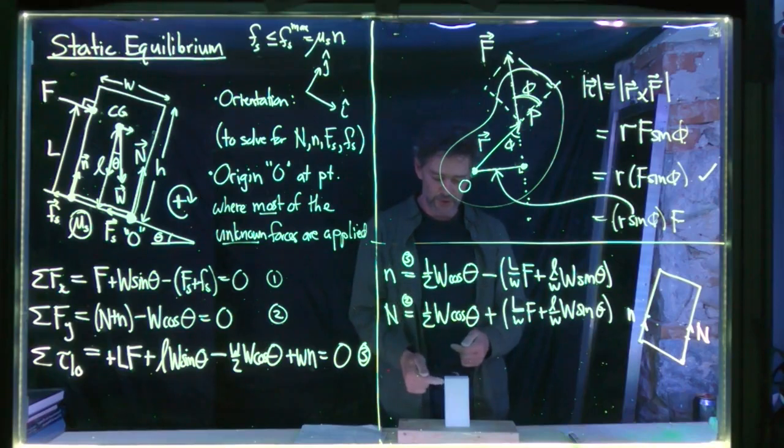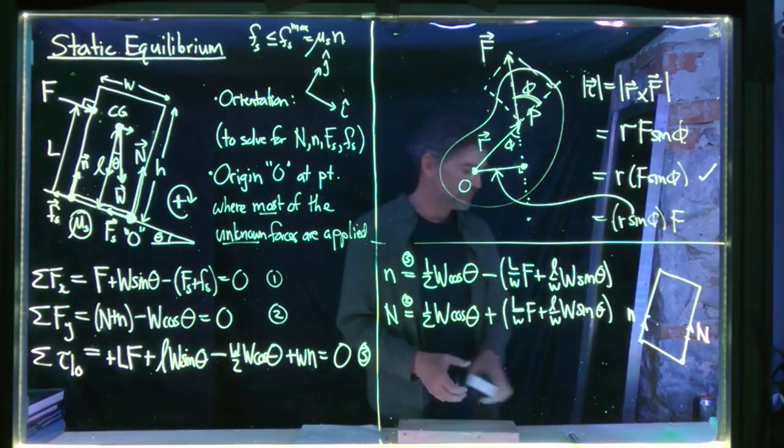When I apply a horizontal force, then the normal force on the left leg decreases and the normal force on the right leg increases, until if I push it hard enough so that the left leg just starts to lift up, all of the weight is on the right and zero is on the left. Okay, the full normal force, full weight.